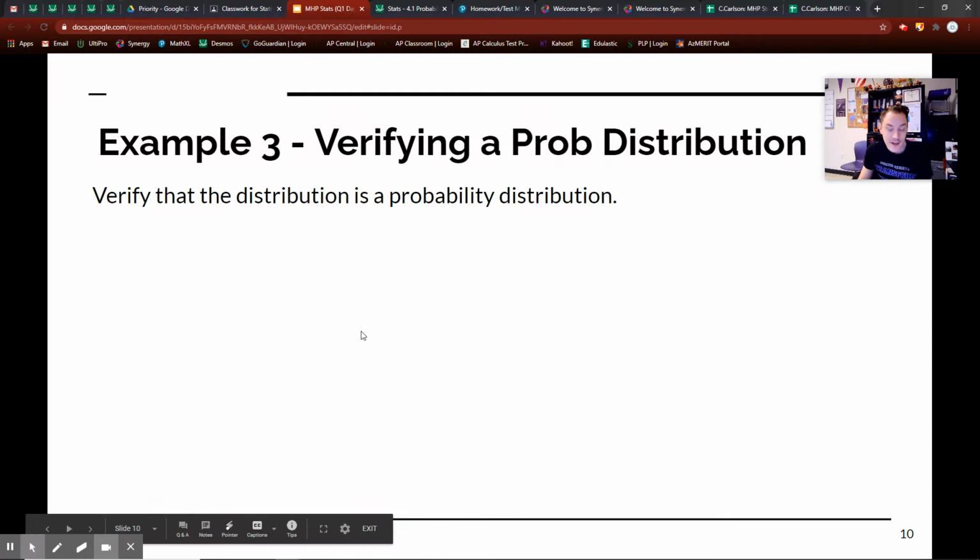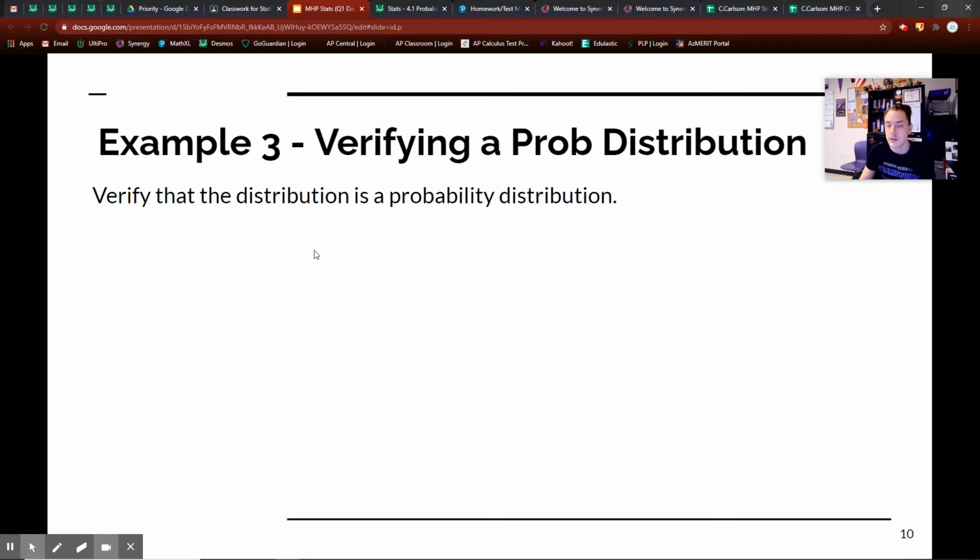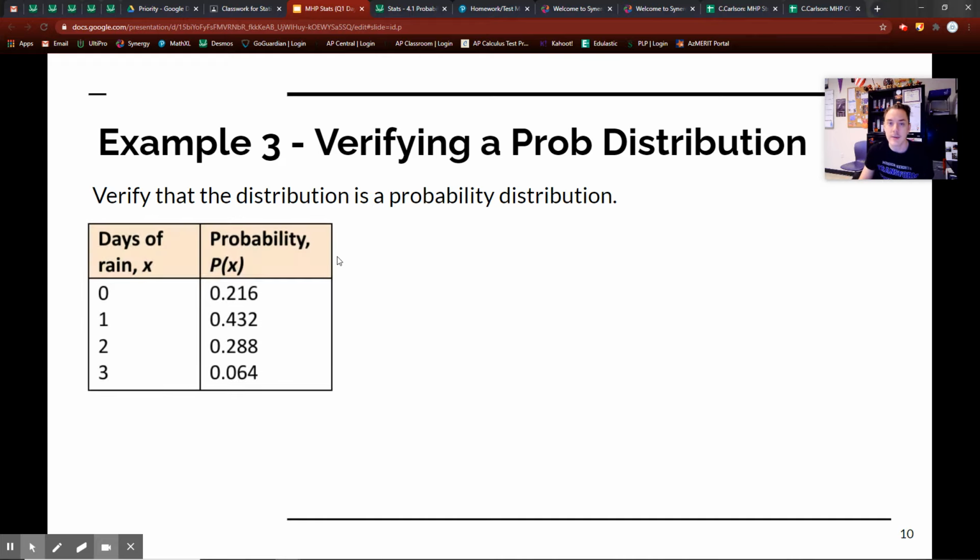Now, how do I verify? How do I know if a probability distribution is an actual distribution? Like how do I know if it's truly a probability distribution? Well, I have to follow my 2 rules, right? It has to be between 0 and 1. Can't be negative. And it has to add up all the way to 1. My probabilities have to add up all the way to 1.